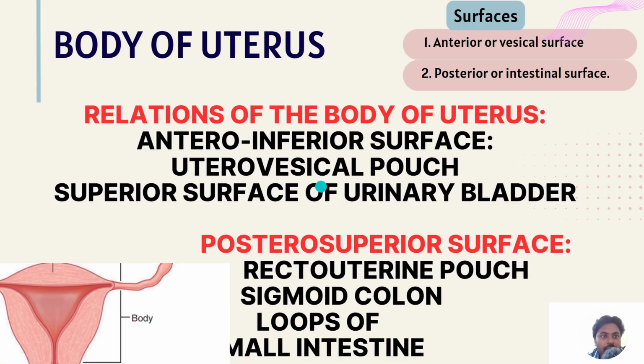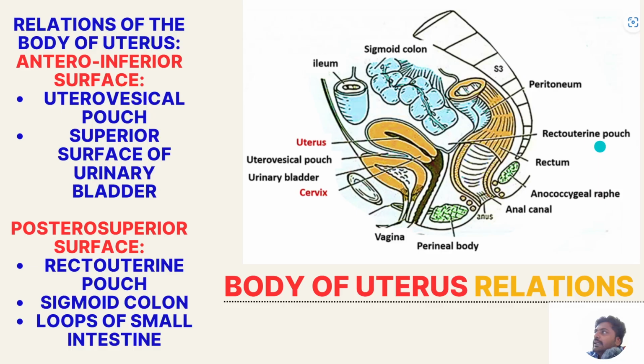Let's see the body of the uterus. The body of the uterus has two surfaces. The first is the anterior surface, or vesical surface, and the posterior surface, or intestinal surface. You can see the relations of the body of the uterus in the image.